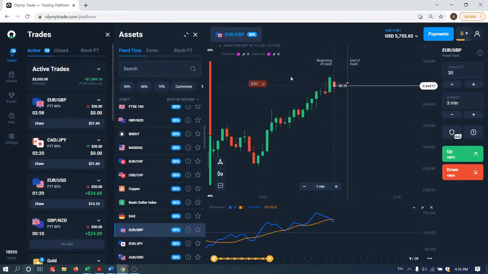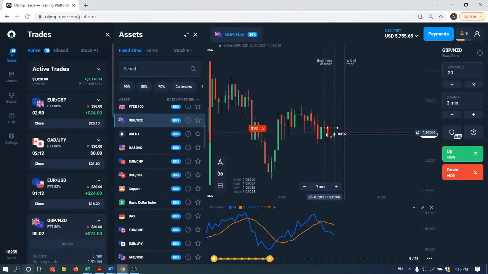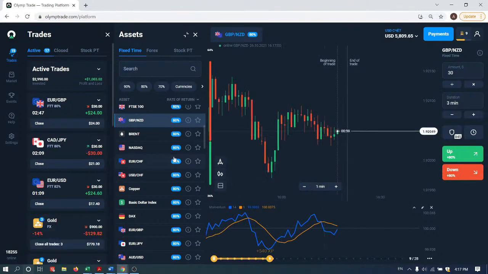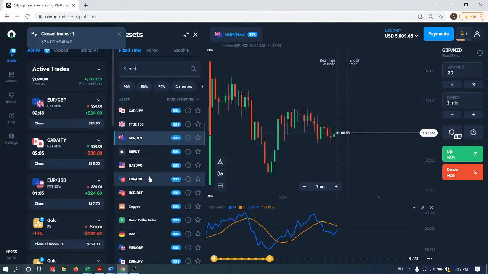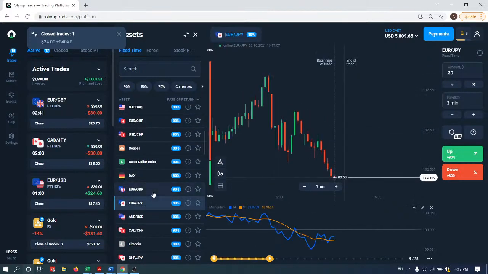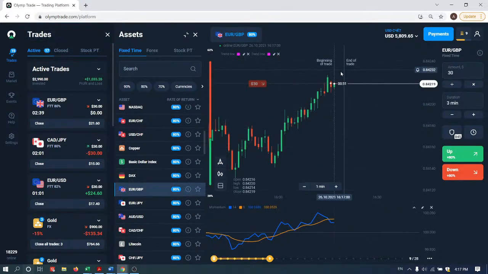All right, so Euro GBP, a trade in the downwards direction. We can see that the signal is here, and this trade closes in the money. Beautiful, beautiful. And Euro GBP, here we go, downwards, because the blue line crosses the orange line in the downwards direction, from top to bottom.